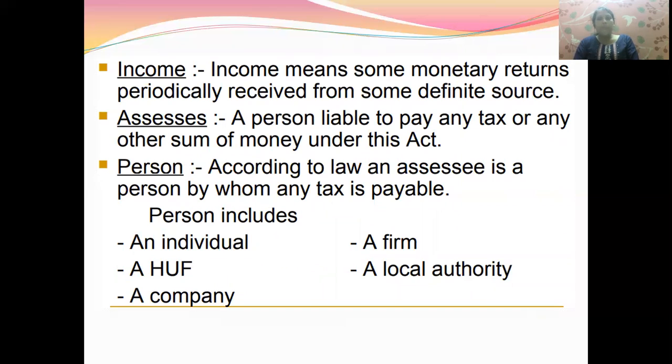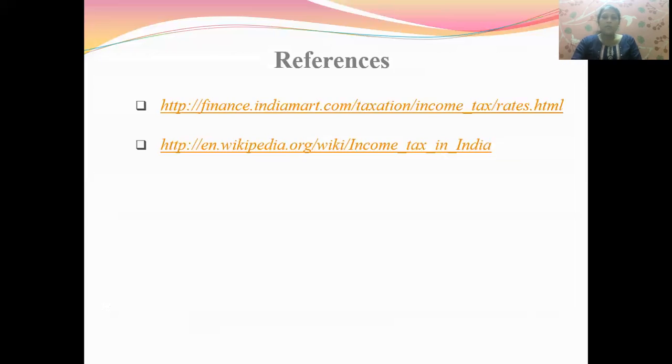So income means some monetary returns periodically received from some definite source. I repeat, income is the monetary return periodically received from some definite source. An assessee is a person liable to pay tax and any other sum of money under this Act. According to law, an assessee is a person by whom any tax is payable. Person means not only an individual, not only a human being. Person includes an individual, a company, a firm, and a local authority also.